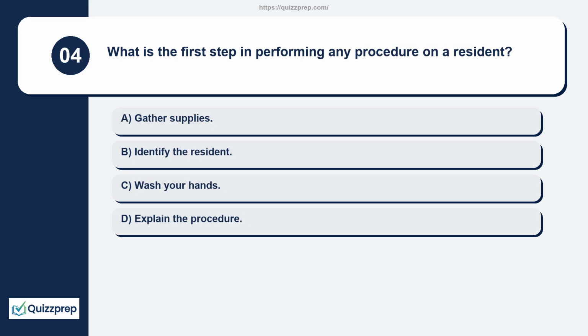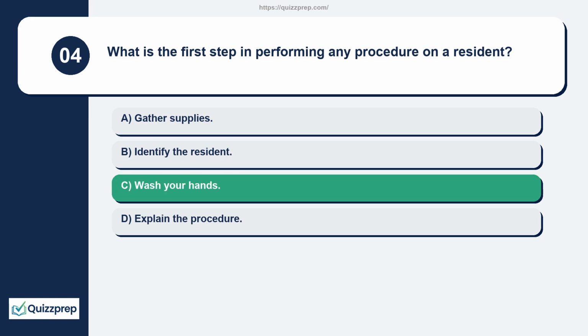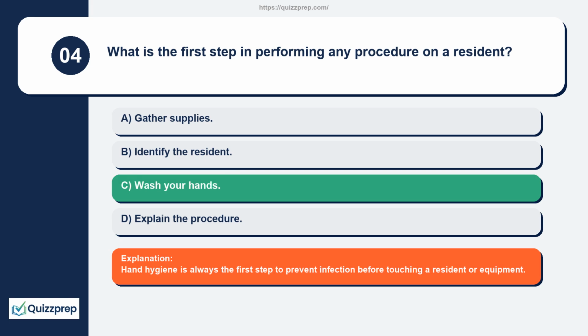Question 4. What is the first step in performing any procedure on a resident? Gather supplies. Identify the resident. Wash your hands. Explain the procedure. Hand hygiene is always the first step to prevent infection before touching a resident or equipment.